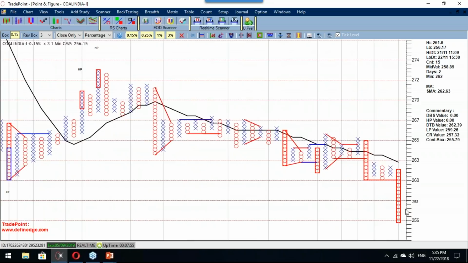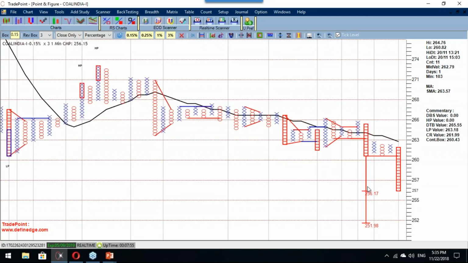Wonderful, isn't it? We are looking at a 1 minute chart, 0.15% box size. So a triple bottom sell. When things work, it works perfectly well. Your downside targets are met and all that, right?